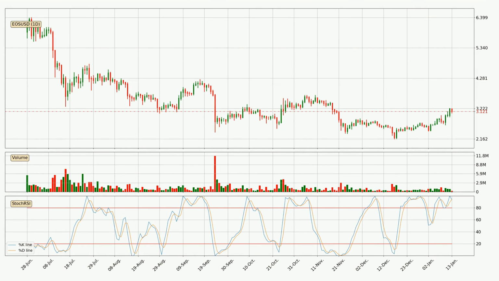Jumping to the daily stochastic RSI, both the %K and %D lines are in the higher region, which means that the price is getting overbought and soon a trend change or at least some kind of consolidation could be expected. The K line is currently located below the D line, meaning that there is a downwards trend.